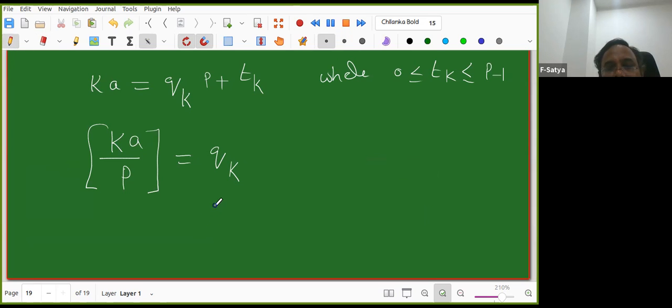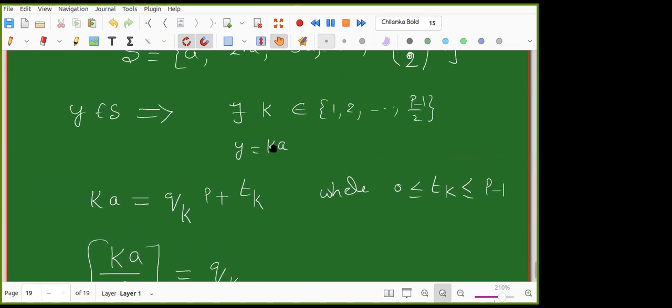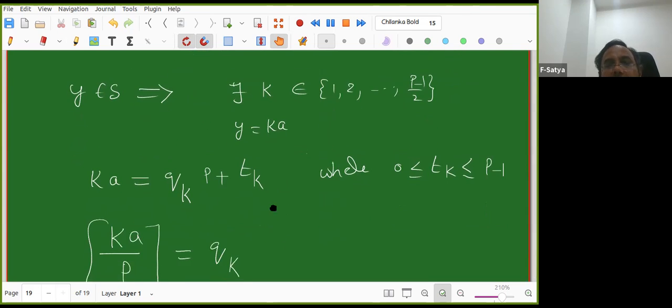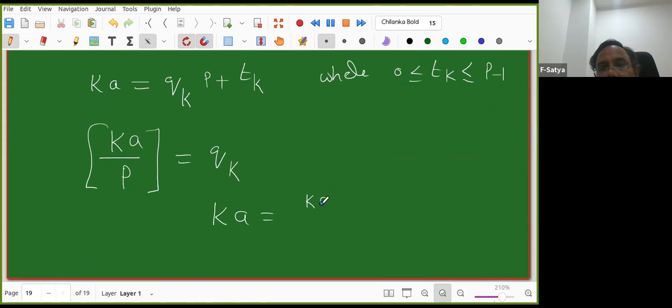Okay, no problem. Now again I'll write k is equal to Q_k. Why did I write the subscript k here? Can somebody help me? The number is depending on k. I'm taking 2a, 3a, 5a, I take one of them, so it depends upon k. That's why it is equal to floor of ka by P, that is the Q_k value, times P plus T_k, where 0 is less than or equal to T_k is less than or equal to P minus 1.